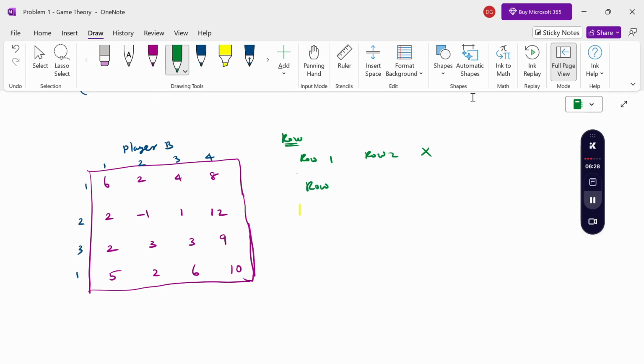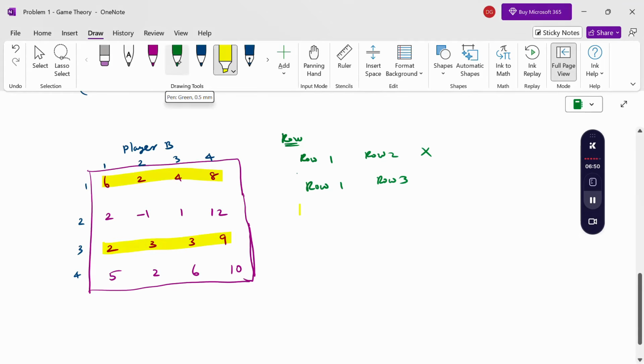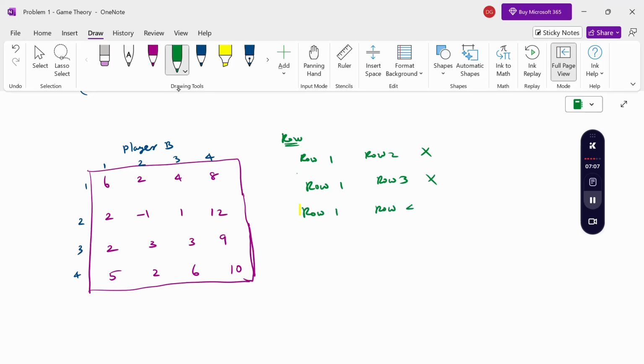Then the next comparison, row 1 and row 3. Why am I moving in the order 1 2, 1 3, 1 4? Suppose we miss any row, so I am trying order wise. When I compare row 1 and row 3, 6 is maximum but 3 is maximum, so these two rows are also not possible to compare. Then row 1 and row 4: 6 is maximum, 2 equals 4, this is 4, again 6 is maximum. So row 1 and row 4 comparison is also not possible.